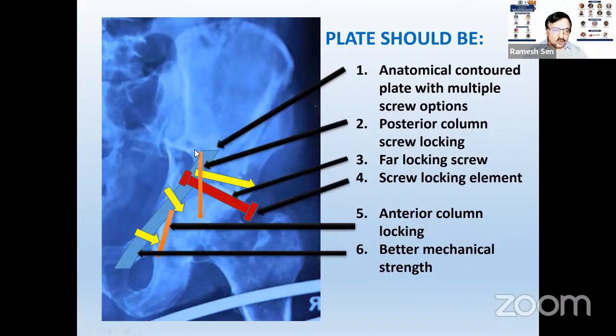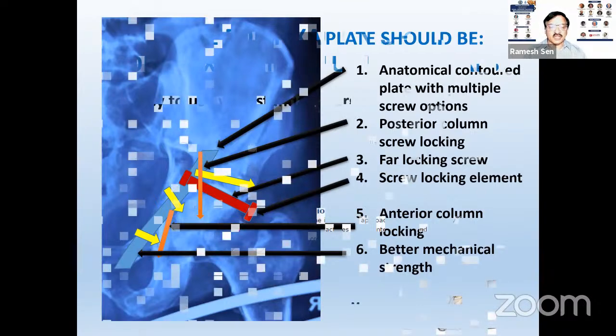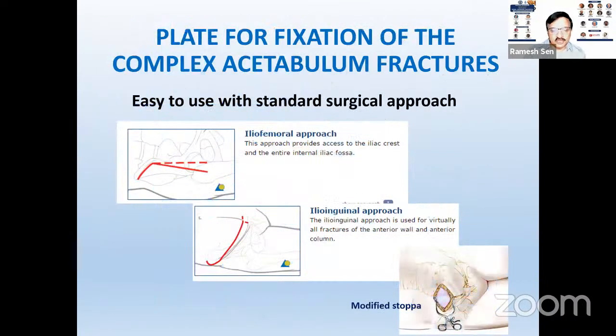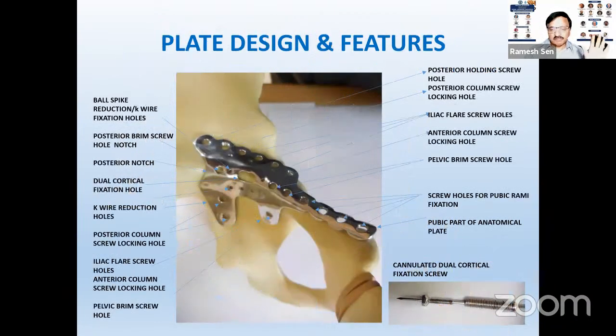Let's have a screw going into the posterior column. Let's have a screw into the anterior column; these screws could be locking screws. Then this could be a kind of locking nut which goes over there. And then the rest of the screws can go into the area once the fragment has been appropriately reduced. The next point is that this plate could be used in any of the surgical approaches depending on the fracture site. So this was the first design we made with all those criteria.